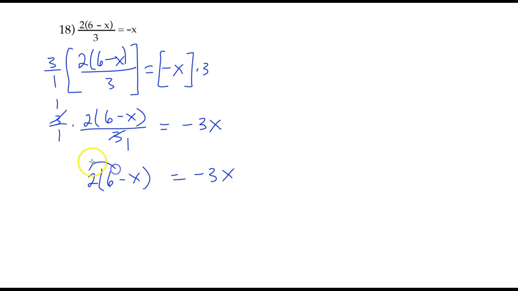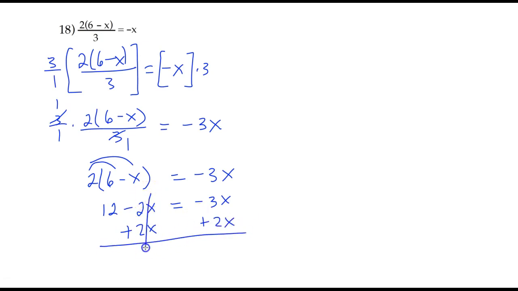So now I'll go ahead and distribute. 2 times 6 is 12. 2 times the negative x is negative 2x. And that is equal to negative 3x. Again, we want to get x by itself. So we need to add 2x to both sides so we can get x on one side. The negative 2x plus 2x cancels, and it just leaves us with 12. And negative 3x plus 2x gives us a minus x.